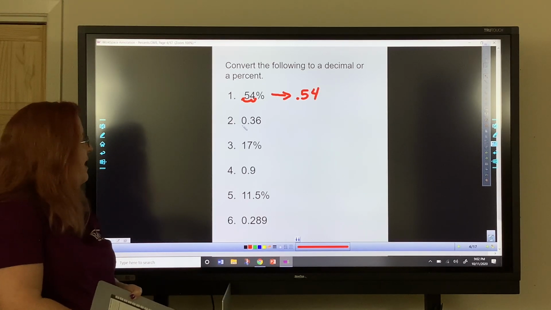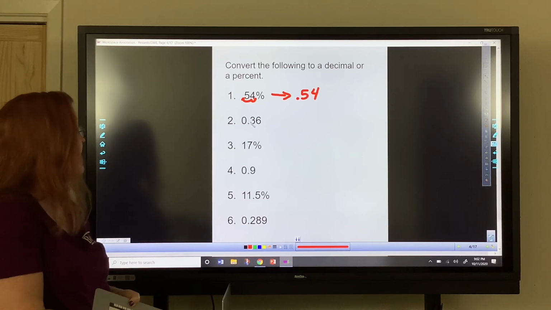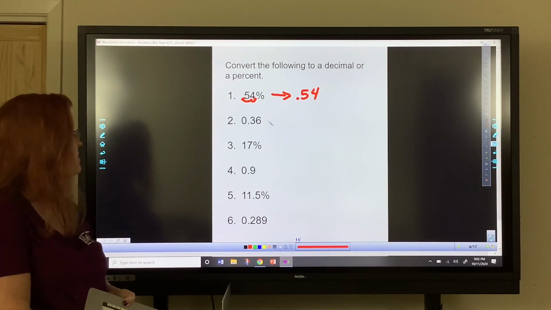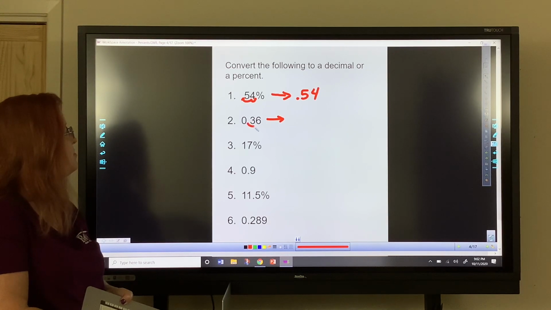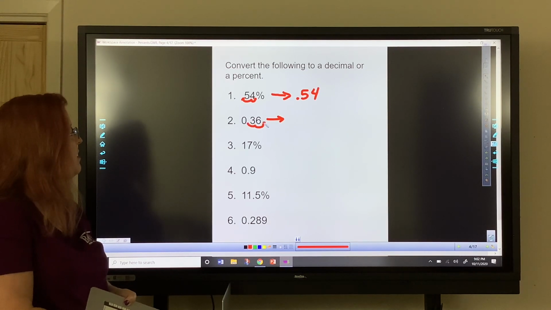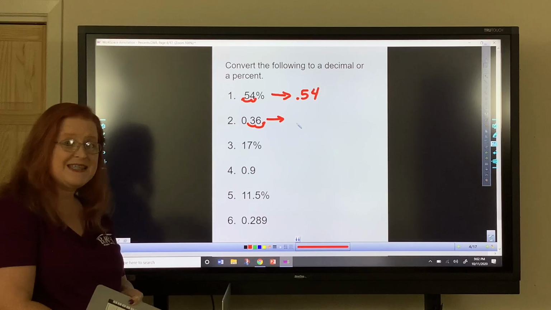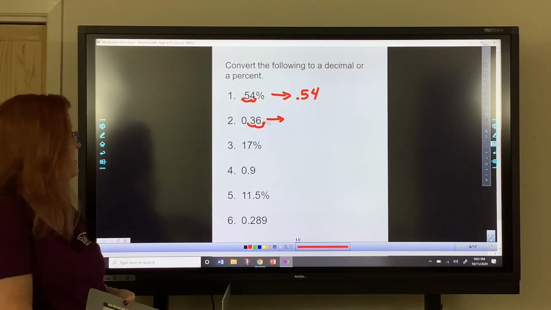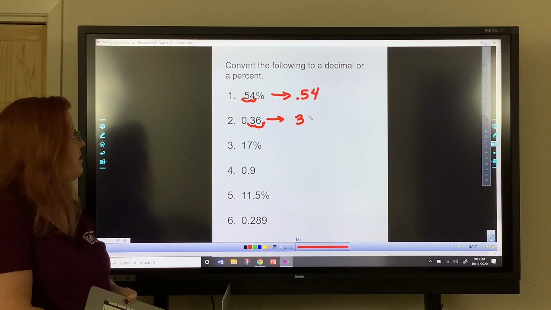All right, we have a decimal here, and we're going to convert this to a percent. So we have to take our decimal, move it 2 places to the right. So it would end up at the end of the 6. And so 0.36 would be 36%.